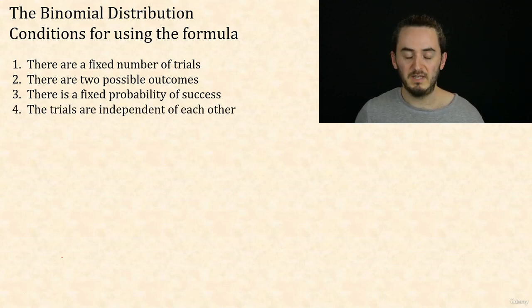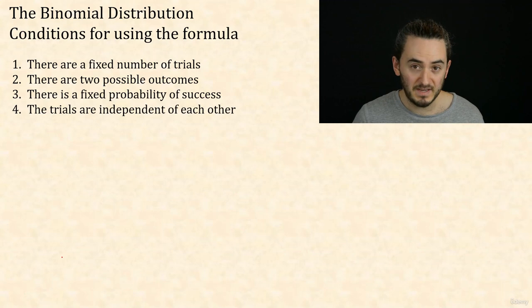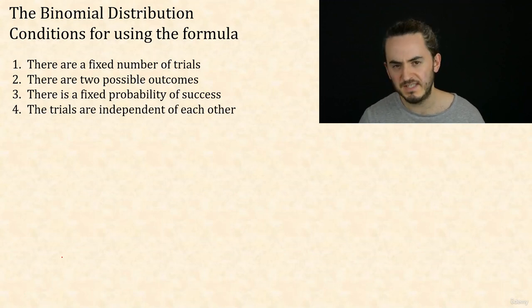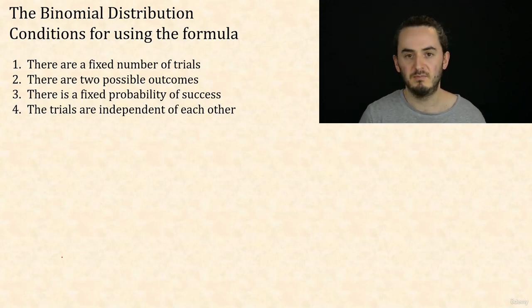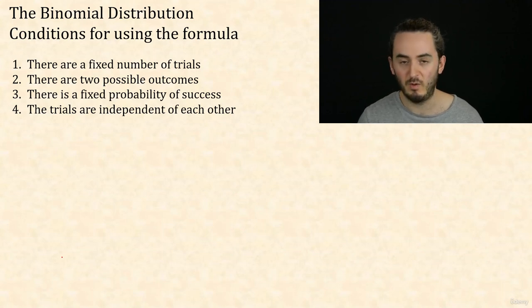The final condition is that the events need to be independent of each other. So succeeding in one shouldn't make it more likely or less likely to succeed in the next. Now, that's a tricky one to determine, but there are plenty of situations where you could be skeptical about whether your trials are really independent of each other.